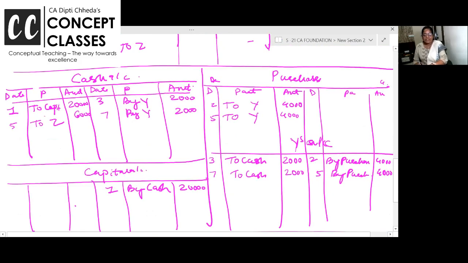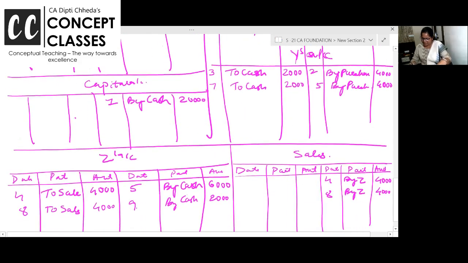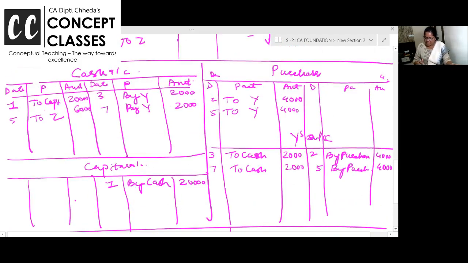How much cash is there with you? Okay, did I miss one entry? Yes, cash is received from Z, 2,000. Post it in the cash account, the last entry was left. Cash account debit to Z. Now look at this. How much cash are you having? 28,000 total. But you have paid also 4,000.